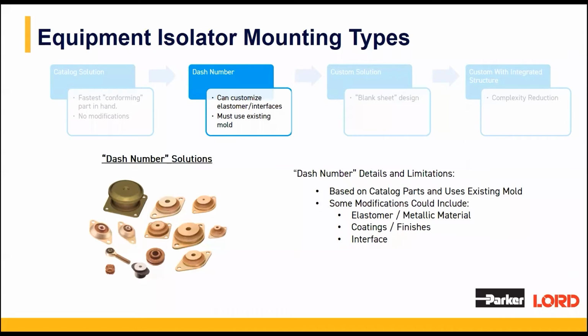Interfaces in some instances can also be adjusted, making the hole smaller to accommodate a smaller bolt or making it threaded instead of a through hole. Those could be options depending on which isolators we're talking about. And then finally, our dash number solutions can allow us to do unique acceptance testing if applications require it. And of course, because of this, we have a unique part created. We can have custom marking as necessary, deemed by us and our customers.